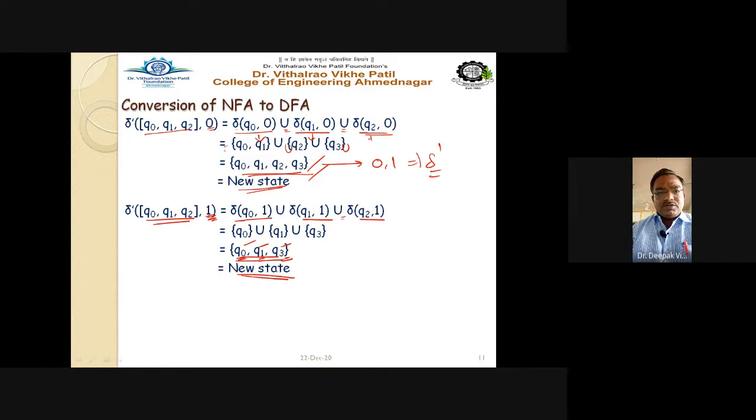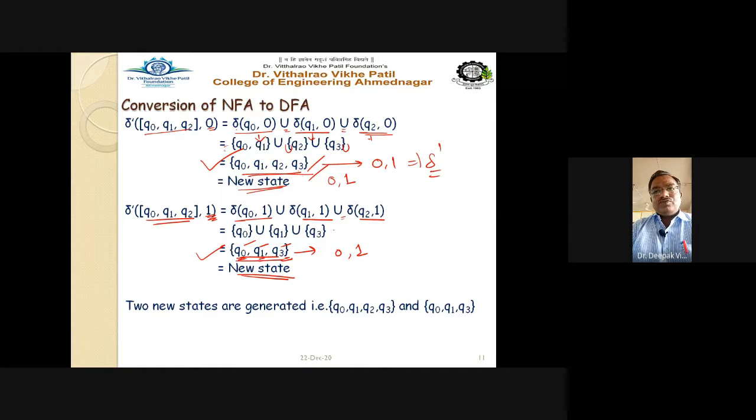So how many new states are generated here? Two new states are generated. This is one and this is another. So how many transitions are remaining? Four transitions. For each of these particular states, again, we have to check the 0 and 1 transitions. So let us solve it step by step. The two new states generated are Q0, Q1, Q2, Q3 and Q0, Q1, Q3.